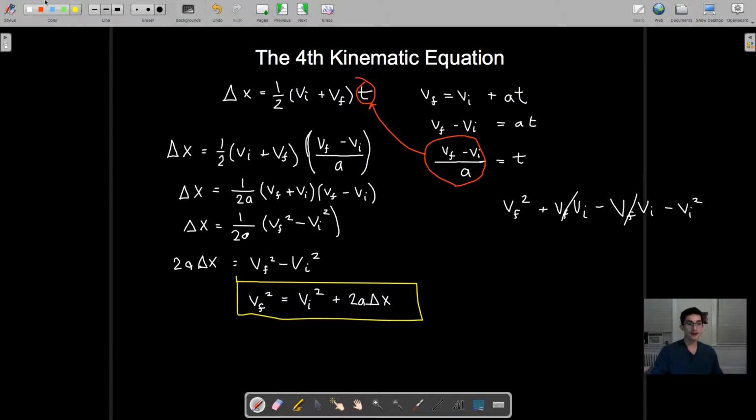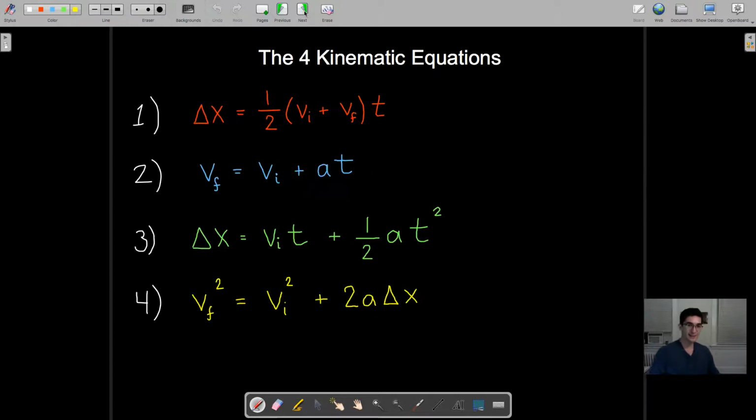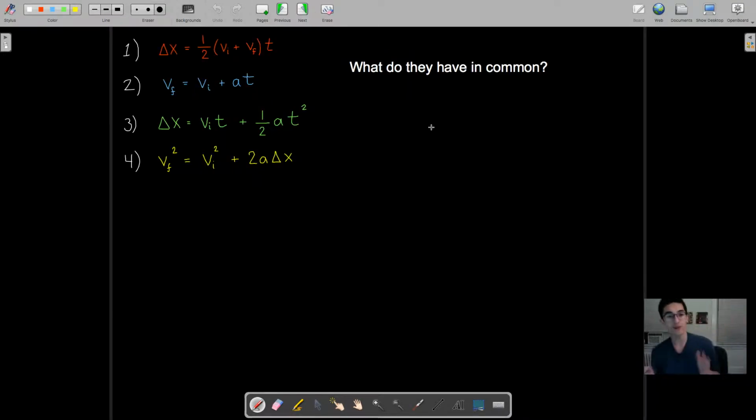But let's talk about them a little bit, because why do we need all 4 of these? Why are all 4 of these so special? Well, there are a couple interesting things about these 4 kinematic equations. You can write them down somewhere if you want to, but any physics class is going to give these 4 equations to you, so you don't need to memorize them. You just need to understand what they mean, okay? So let's take note of what these 4 equations have in common.